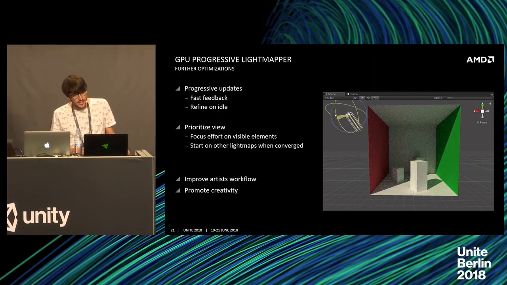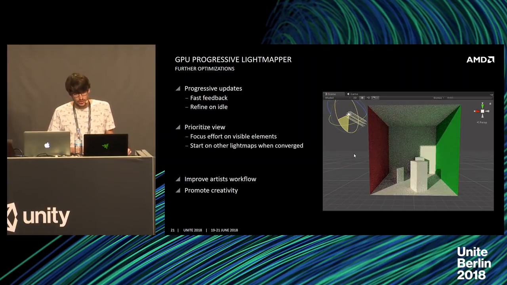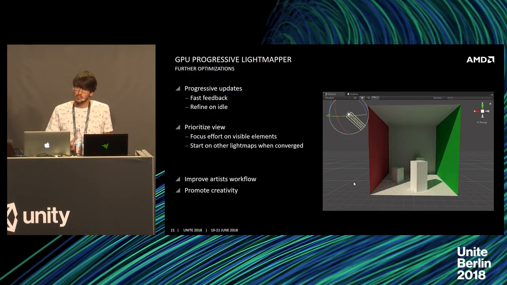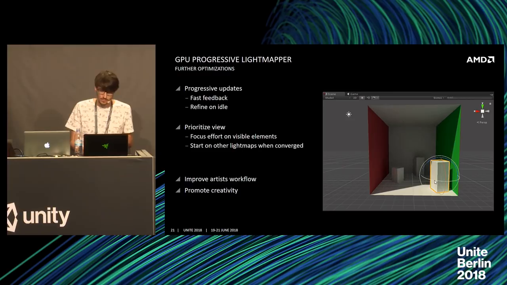The second optimization is view prioritization. That's very simple. Again, we want to reduce the latency. So we just determine all the light maps that belong to objects that are currently visible in the current view frustum. And we're just going to focus the GPU effort onto those light maps only.